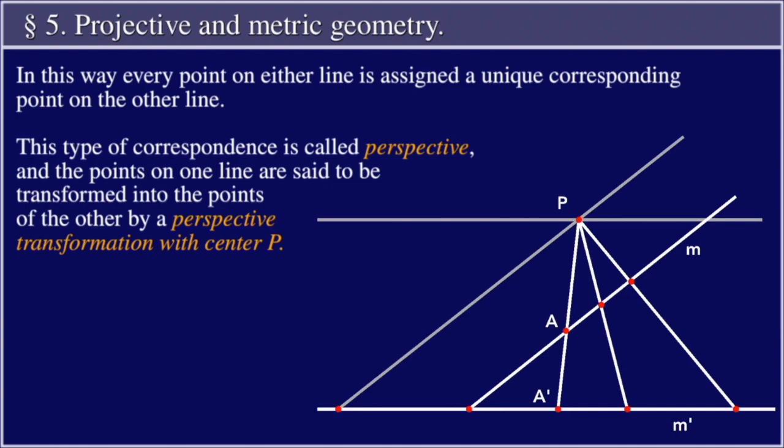This type of correspondence is called perspective, and the points on one line are said to be transformed into the points of the other by a perspective transformation with center P.